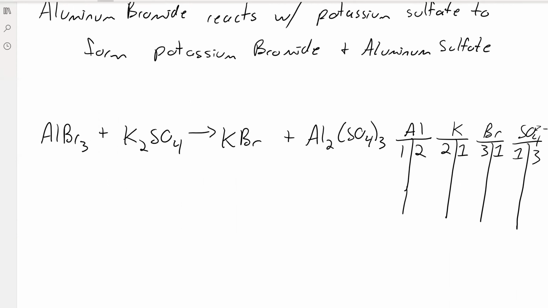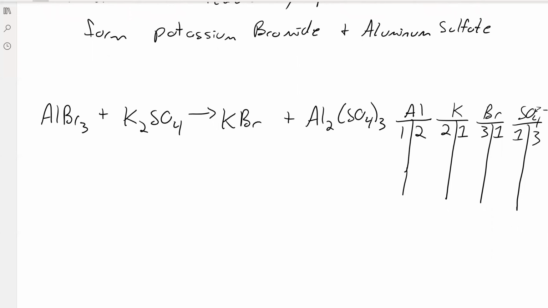So in this case, it doesn't matter where you start. There's nothing that shows up in more than one compound on one side of the chemical equation, so you can start anywhere that you want. I'm just going to start with aluminum because it's the first thing that pops up. I need to put a 2 right there to ensure that I have the same amount of aluminums on each side. So now I have 2 aluminums, but that also launches me up to 6 bromines.